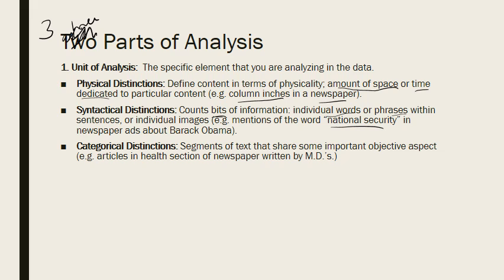You can do categorical distinctions. So these are segments of text that share some important objective aspect, and that's the key. So you might be interested in how many articles in a newspaper are written by actual medical doctors, let's say in the health section, okay? Or something that is sort of objective, or maybe in TV commercials, how many sports commercials show women, okay? Something like that, or have women in them.